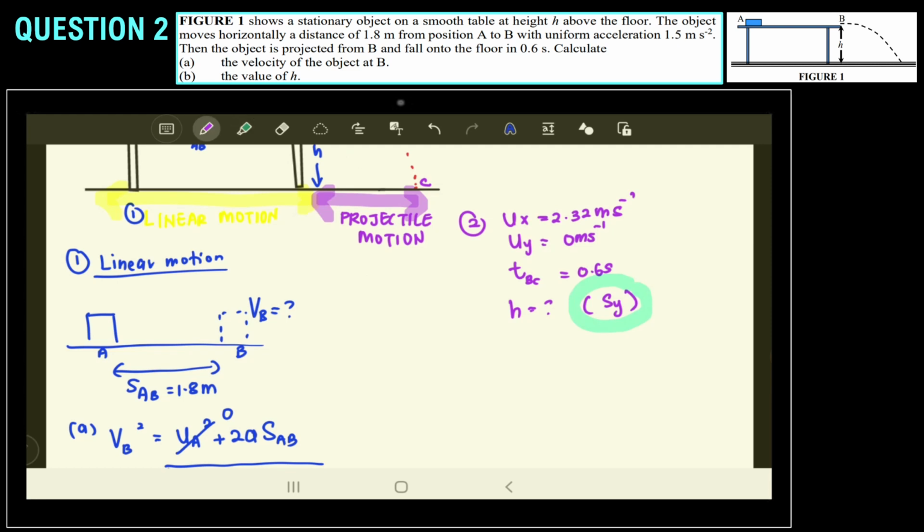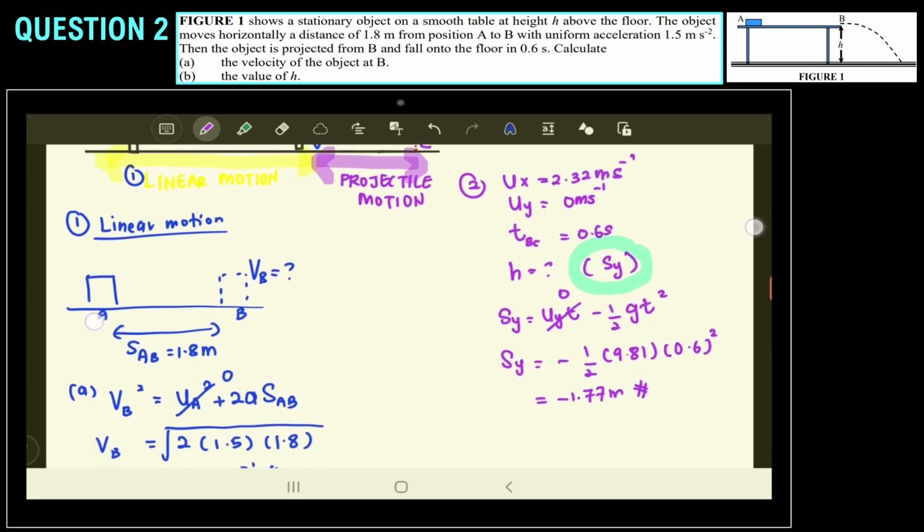Alright, so now I want to use the equation SY is equal to UYT minus half GT squared. Obviously, we will use this equation because we want to find SY. We do have T and UY is equal to 0. Okay, terus kita boleh selesaikan. SY is equal to negative 1 over 2, 9.81, T is equal to 0.6 squared. Therefore, SY is equal to negative 1.77 meter.